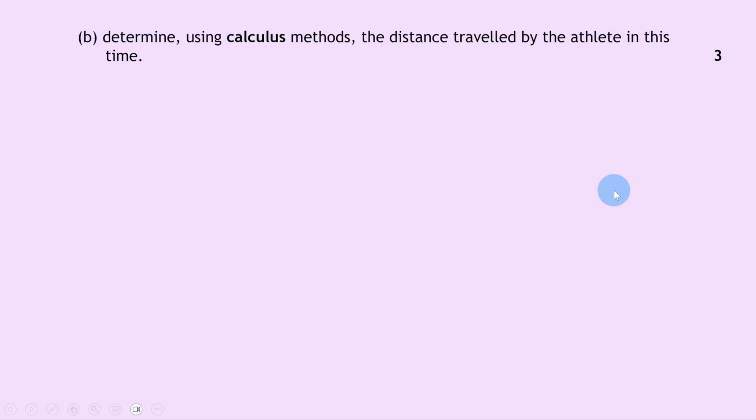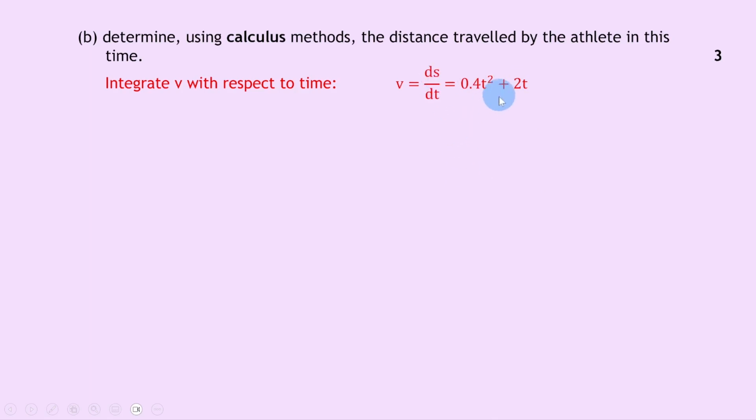Part B says to determine using calculus methods the distance travelled by the athlete in this time. Well, remember we were given an expression for velocity, and if we want to determine an expression for distance or displacement s, then we need to integrate rather than differentiate. So we want to integrate the velocity v with respect to time, so we can write v equals ds by dt is equal to 0.4 t squared plus 2t, where all we're doing is including that v is equal to ds by dt, which is on the relationship sheet. And that means we can ignore this v part now and just deal with ds by dt being equal to this expression.